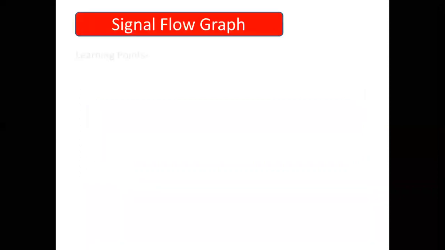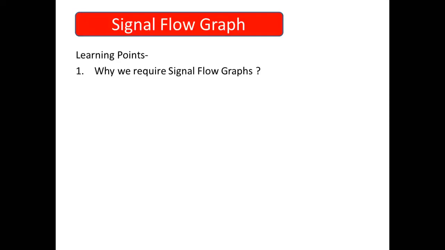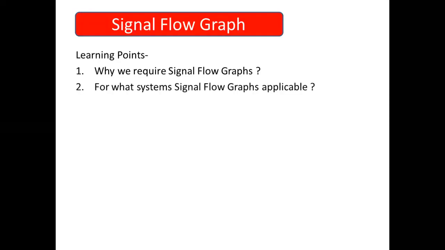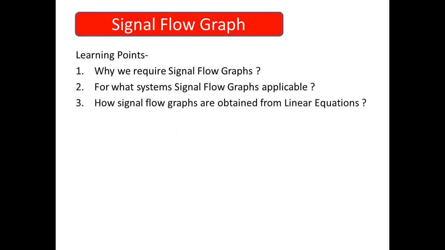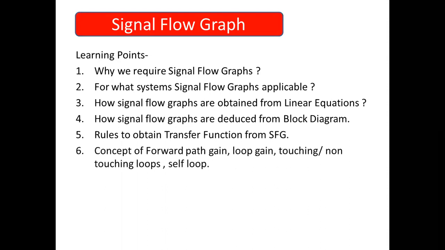Let's see the learning points we are getting from this video lecture. We will try to understand why we require signal flow graphs, for what systems signal flow graphs are applicable, how signal flow graphs are obtained from linear equations, how signal flow graphs are deduced from a block diagram, and what the rules are to obtain the transfer function when we are talking about signal flow graph, that is SFG. Also the concepts of forward path gain, loop gain, touching and non-touching loops, and what a self loop is all about.